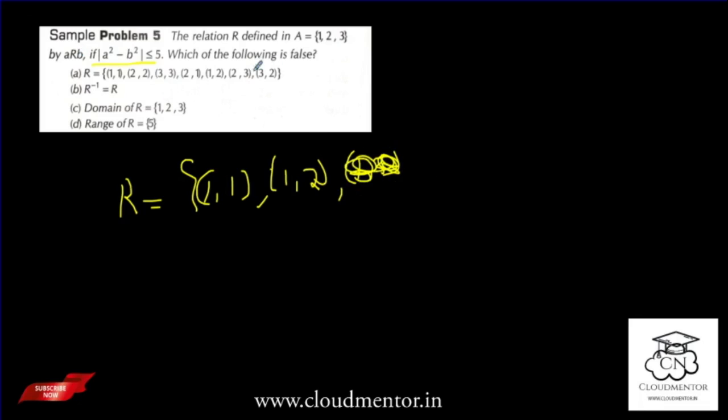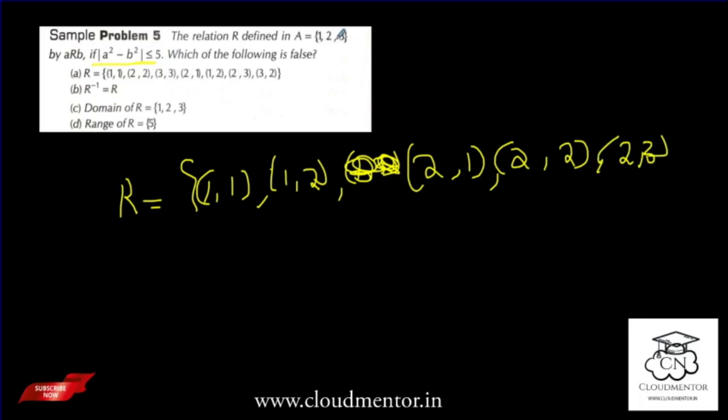And so taking 2 next, we can write 2, 1. And now 2 can be related to 2 itself, that is 2 square minus 2 square, that will be 0, and 0 is less than or equal to 5. So 2, 2. And now taking 2 with 3, 2 square is 4, 4 minus 3 square, that is 9, 4 minus 9, that will be equal to 5, and that's less than or equal to 5, so we can write that also, that is 2, 3.